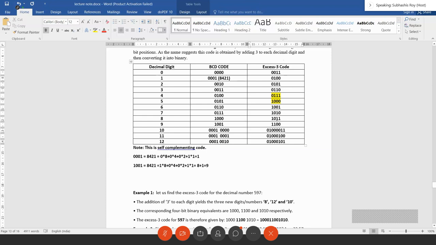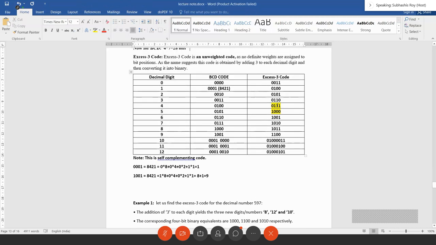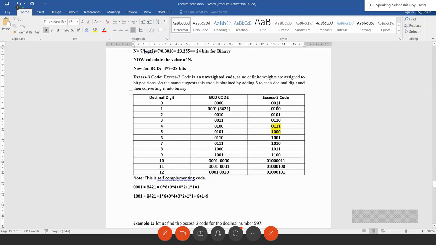So whenever in any of the codes this weight method is not valid, then that code is your unweighted code. This is the reason why it is called unweighted.